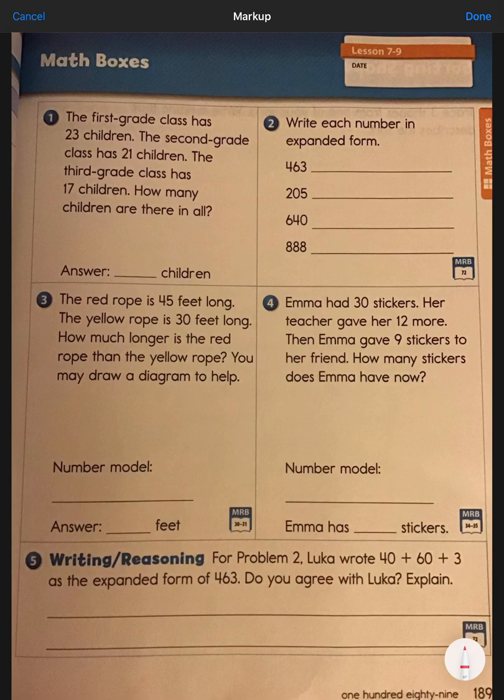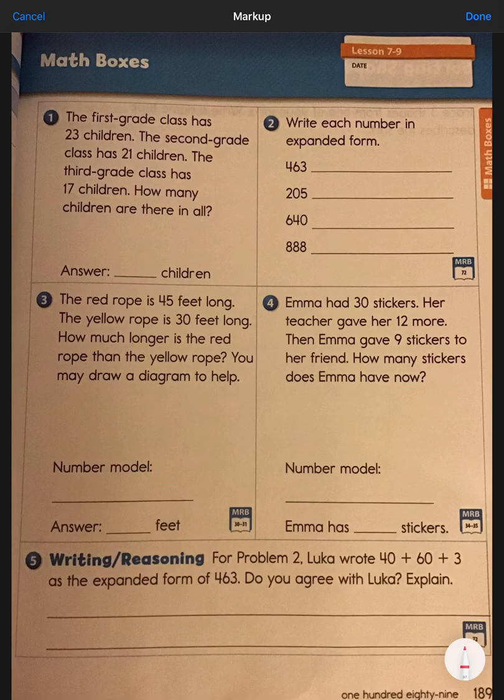So in number 1 in your math boxes, it says the first grade class has 23 children, the second grade class has 21 children, the third grade class has 17 children. How many children are there in all? So we've done a lot of working with addition and subtraction with 2 different numbers, but this gives us 3. So one strategy that can make it easier to add up is you can break these into tens and ones.